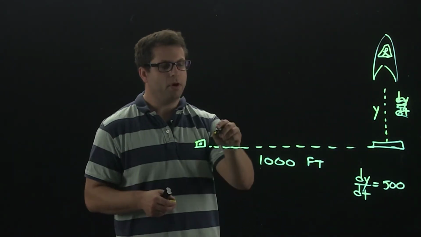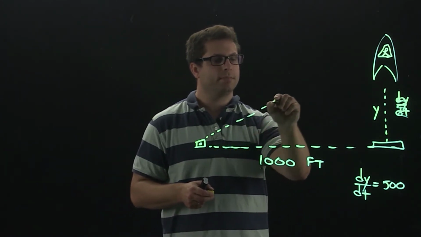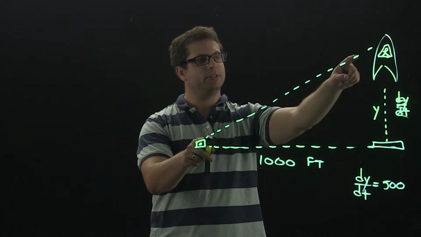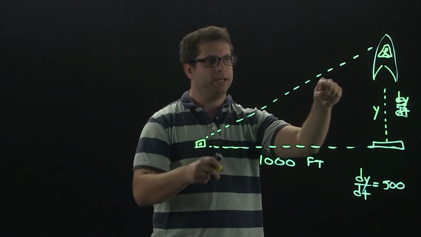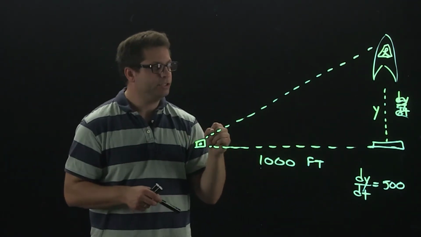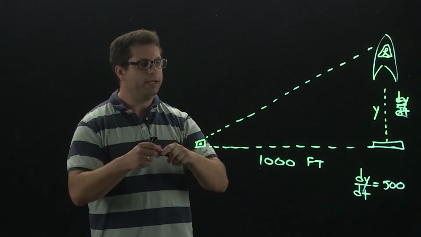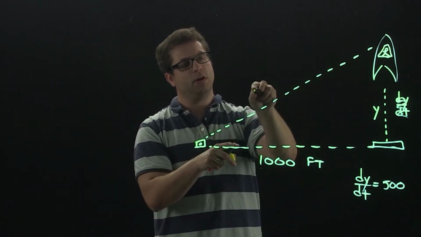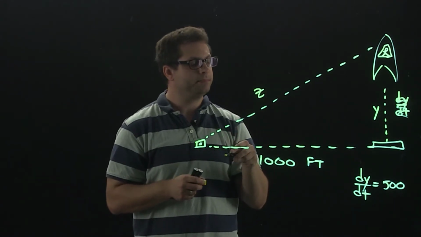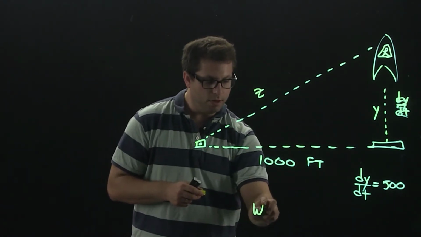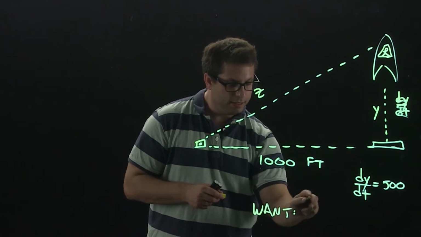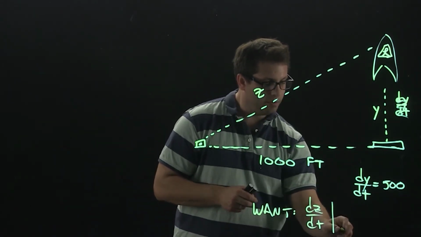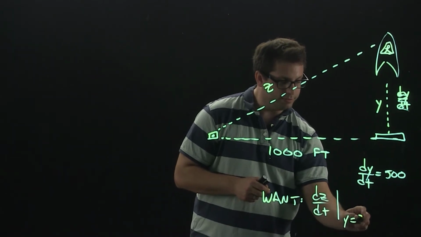And the first part of the question is about how fast is the distance from the camera to the rocket changing when the rocket is at 2,000 feet. So we want to know the speed of this line right here. I'm going to have to call it something, so I'll call it z. And what I want is to find dz/dt when y is 2,000 feet.